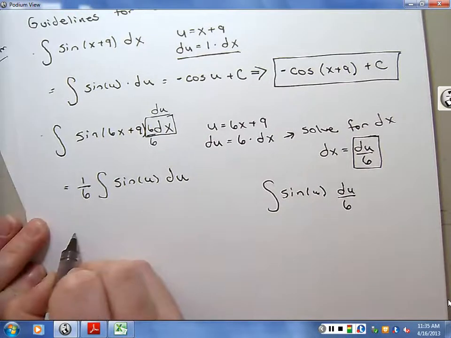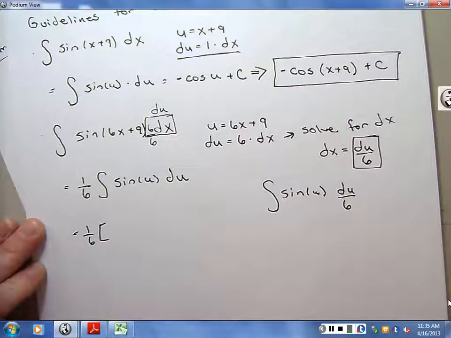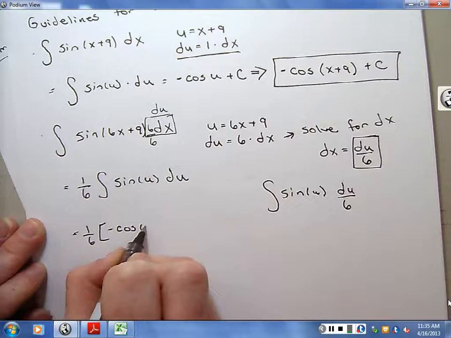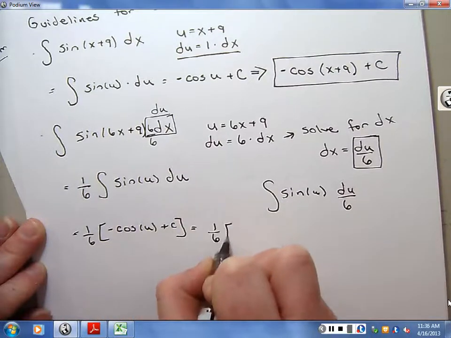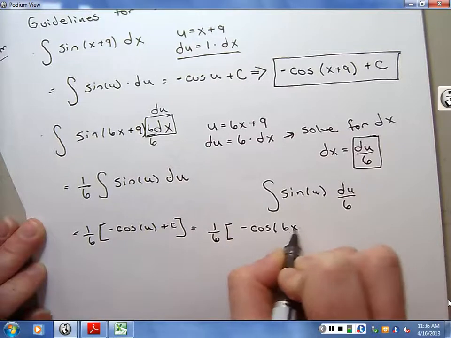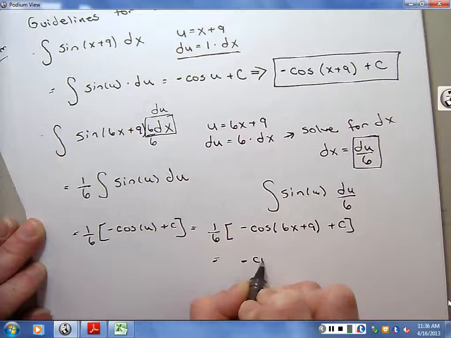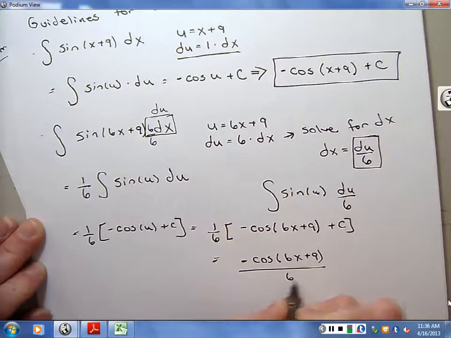Okay, so I have 1/6. What is the integral of sine of u? The integral of sine is minus cosine, just like we did here, right? Plus c. And now I'm going to write that in terms of x. So I have minus cosine of 6x plus 9 plus c. So my answer would be minus cosine of 6x plus 9 divided by 6 plus c.